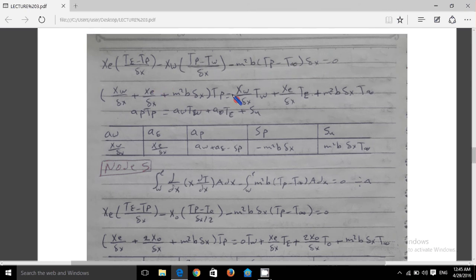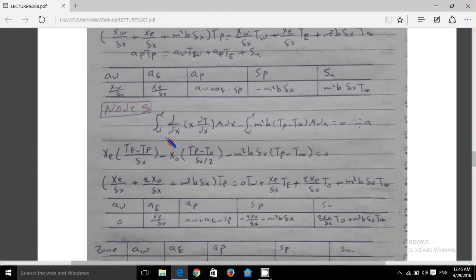Then I will also separate the variable. This is the variable: T point is equal to the other variables on the right hand side, and then I will simplify it and it's stable.